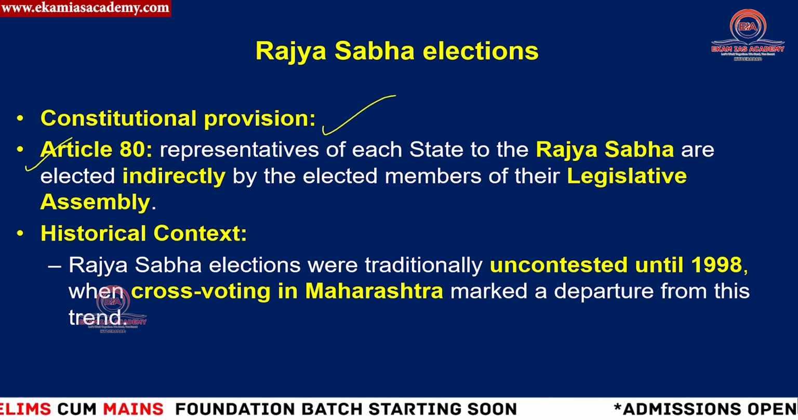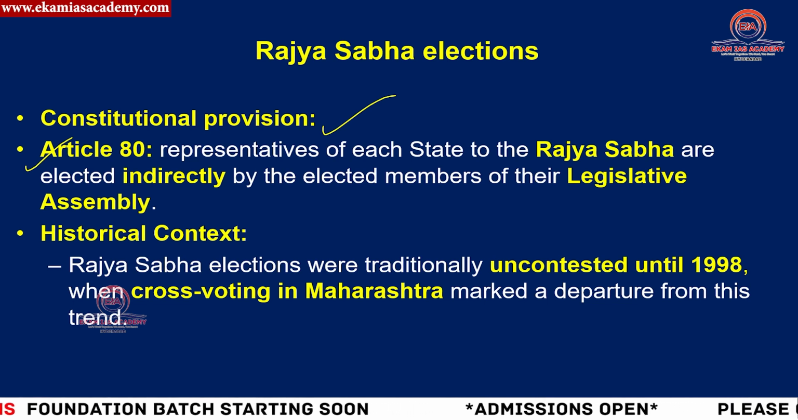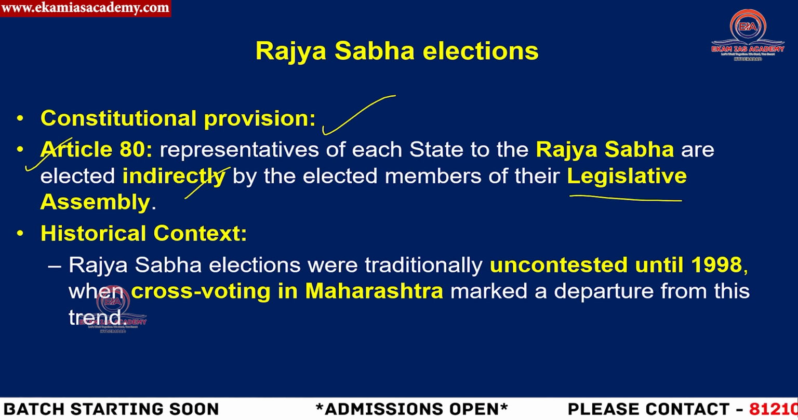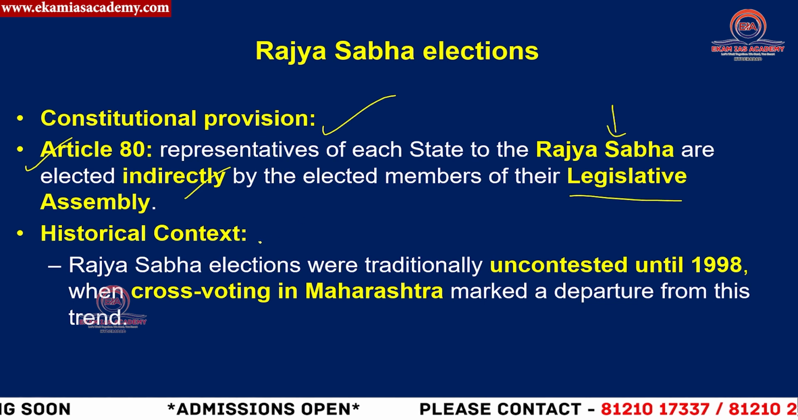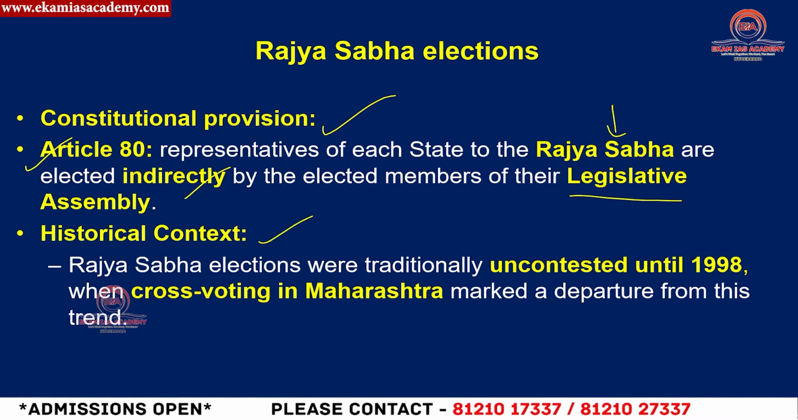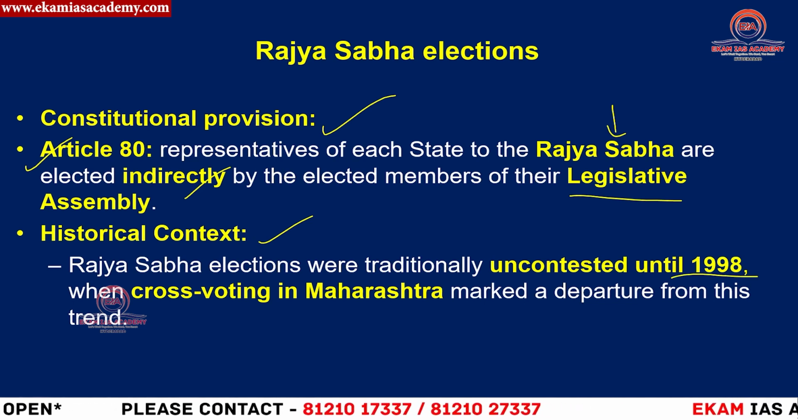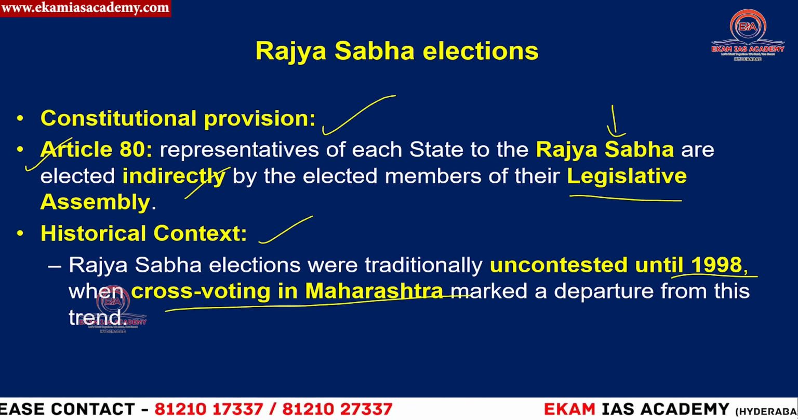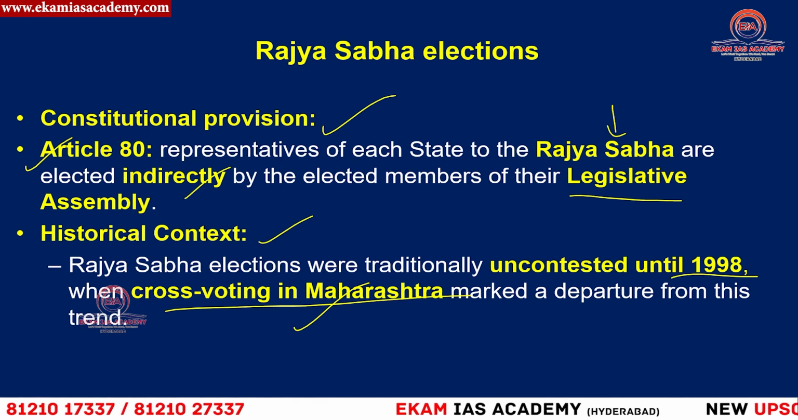As I told you, Article 80 of the Indian Constitution deals with how the Rajya Sabha members will be elected. As we have discussed, it is an indirect election, and members of assemblies will be electing the members to the Rajya Sabha. Then we also have understood that there is an open ballot system. Why was this open ballot introduced? Before 1998 there were uncontested or anonymous elections only. But after 1998, what happened is that in the Maharashtra Assembly cross voting took place. That means one party's member voted for another party.